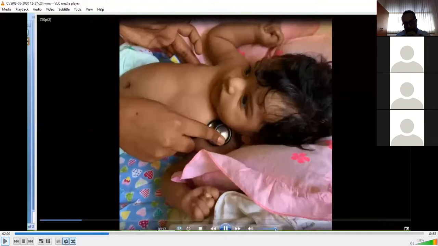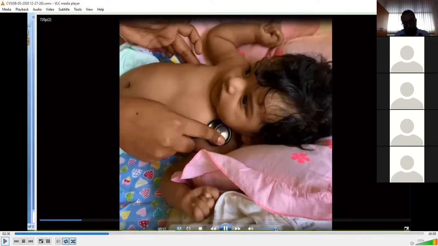What are we looking for? What murmur? Any guesses? There's a condition only children will have. So continuous murmur of patent ductus. Exactly. Yeah. Patent ductus arteriosus. Because in adults you will very rarely hear that.